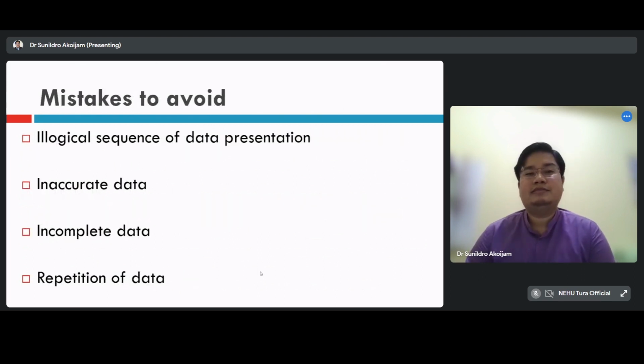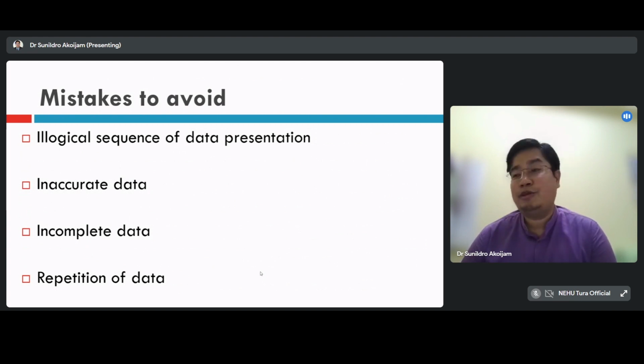Now coming to some of the mistakes that you should avoid while writing a paper. First is illogical sequence of data presentation. There may be so many data, but you should present those data in such a sequence and order that it makes sense in terms of understanding. It should present the data in a sequence as per the requirement and as per the objective of your research. But if you present your important data in such a manner that it is not in a logical way, then definitely it will create some kind of confusion also. So this is the first mistake you should avoid: illogical sequence of data presentation.